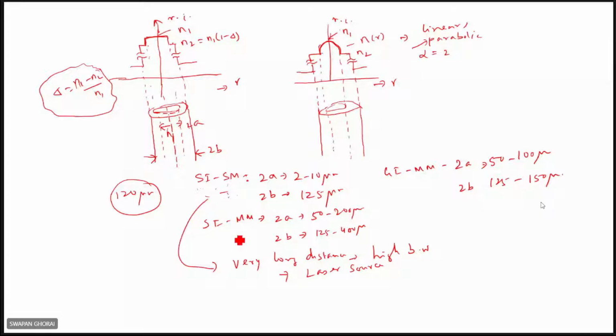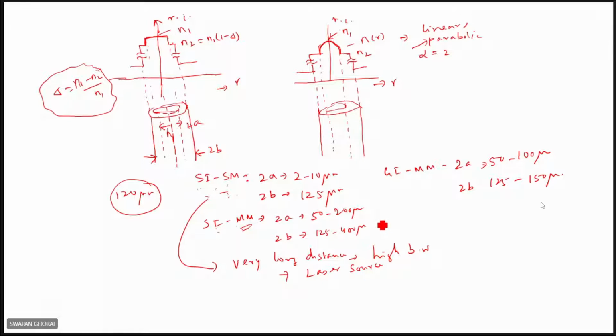Now another class is the SI-MM fibers. Here you see the fabrication is very easy. SI-MM fibers, the dimension is large, but it is not useful for long distance communications. For short distance, it is okay. And the bandwidth is also not so high, because of multi-mode propagation. Many modes will be there. You see here the data rate is not so high.